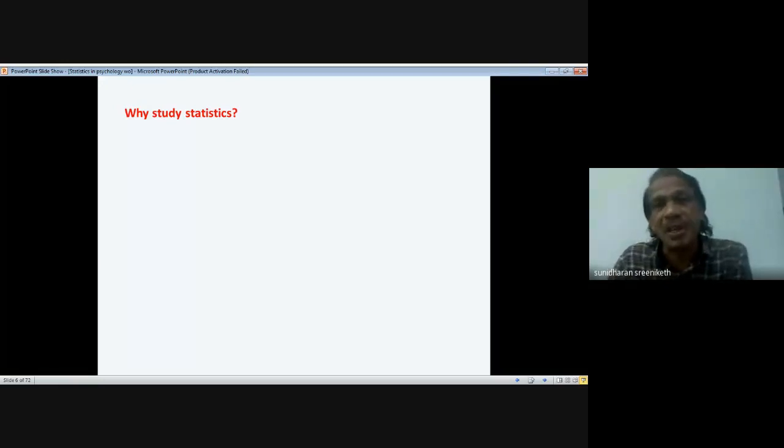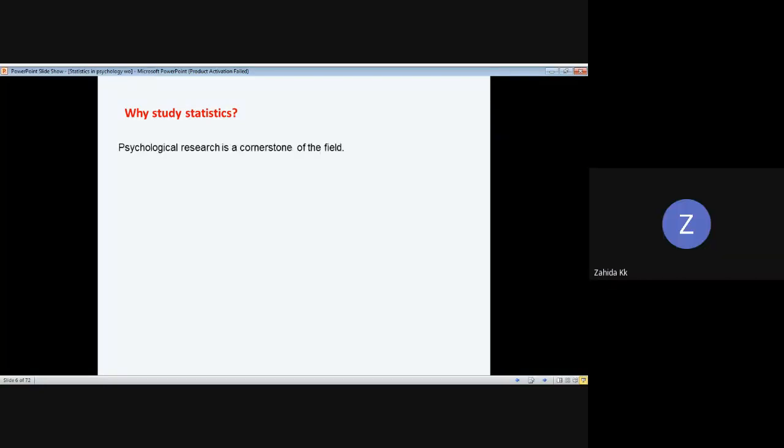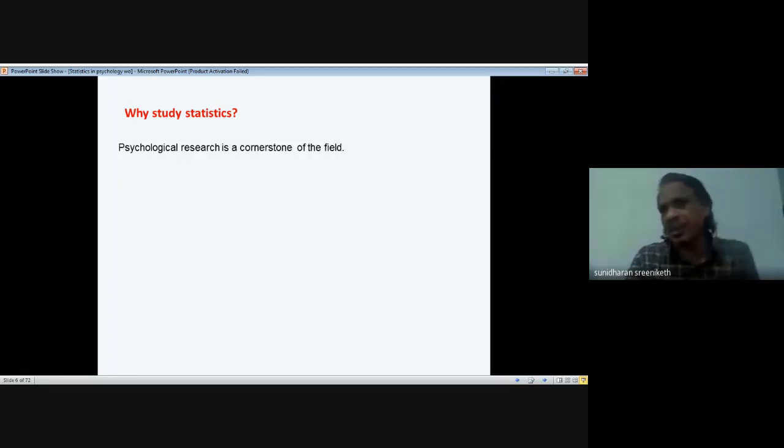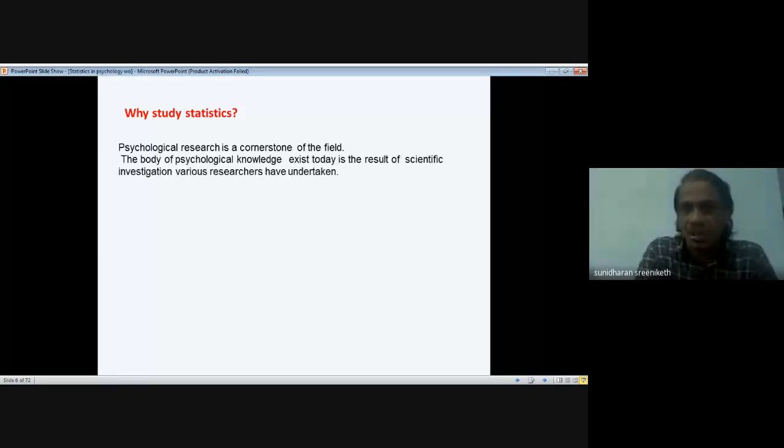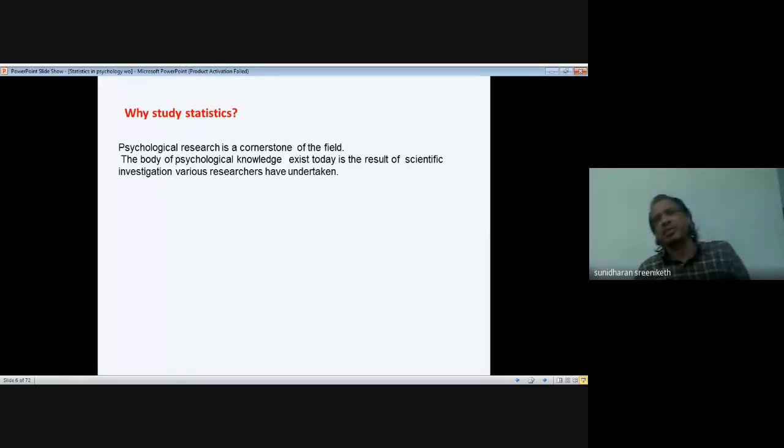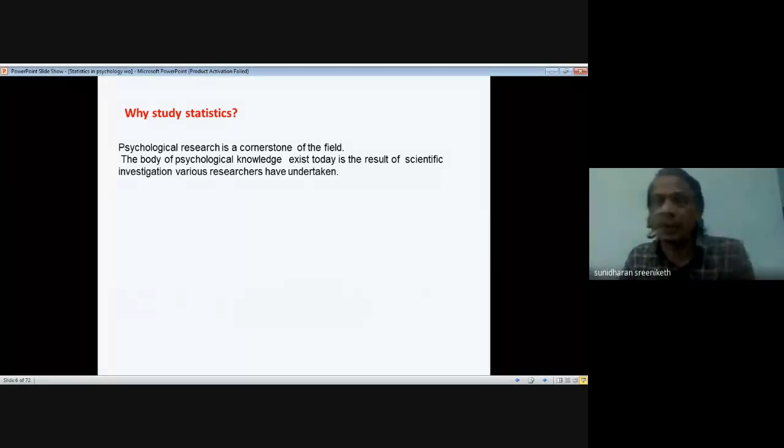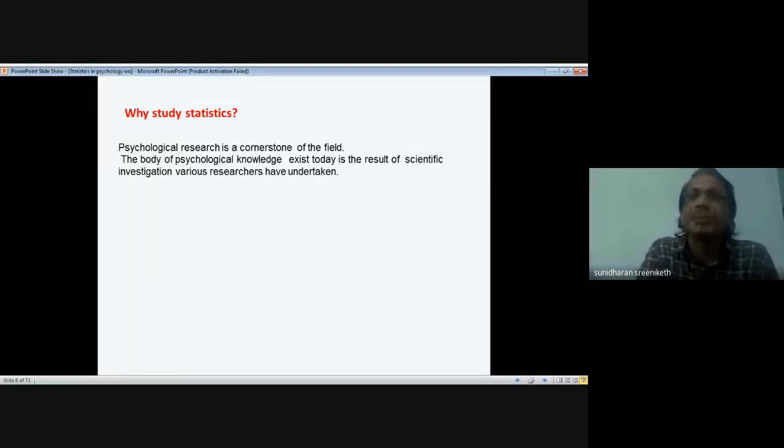So generally, the study of psychology means scientific understanding of behavior, mental process, and experiences. And as we know, psychological research is the cornerstone of our psychology field, because all the knowledge that exists today is the result of the scientific investigation various researchers have undertaken or are undertaking. So whatever knowledge we have now about psychology or the human mind is the output of scientific investigation, that is, the output of psychological research. So this research is very important.